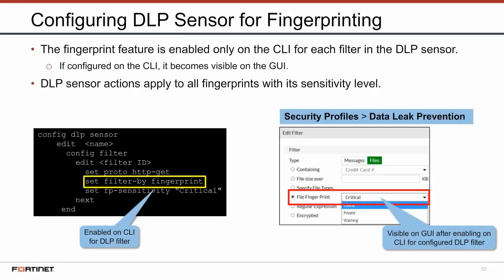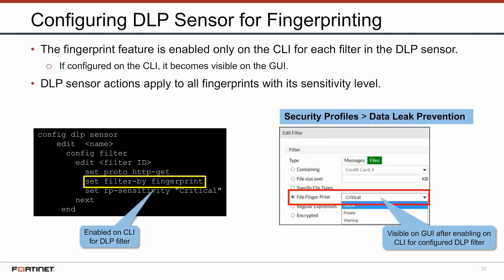After fingerprint sensitivity and the network share are configured, the next step is to configure the DLP sensor's filter. The fingerprinting feature is enabled and configured on the CLI as a filter in the DLP sensor, which allows you to choose the sensitivity level. After you have configured a filter in your DLP sensor on the CLI by setting filter-by fingerprint, the File Fingerprint drop-down list appears on the GUI. In the File Fingerprint drop-down list, you can select one of the default sensitivity levels, critical, private, warning, or your own custom group of fingerprints according to their sensitivity level tag.